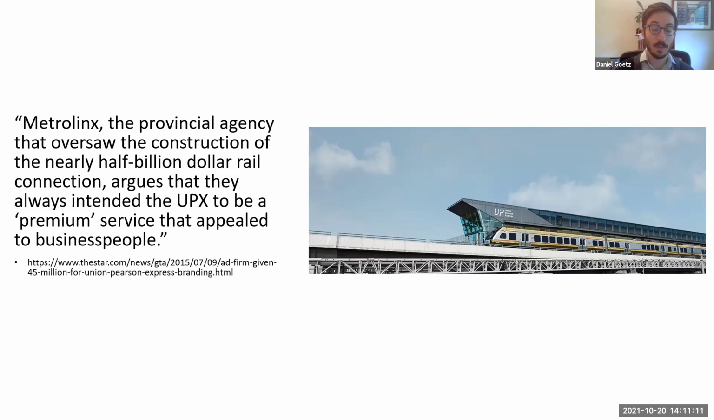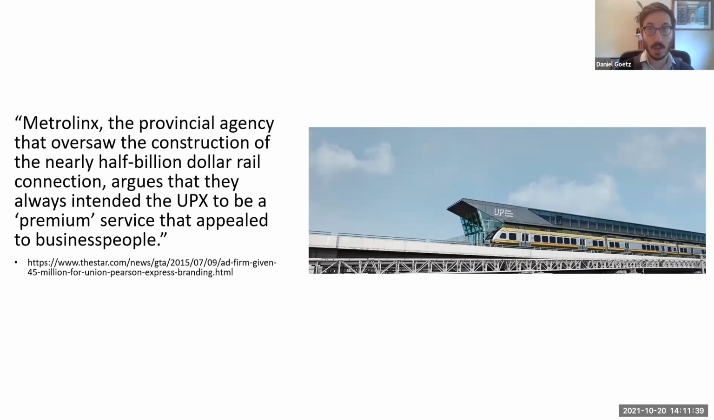Okay, they didn't call it GO. They didn't call it like GO Pearson. They didn't call it Metrolinx Pearson. They didn't call it TTC Pearson Express. They called it the UPX, the Union Pearson Express. Right? Why did they call it this? Well, they argue that they always intended it to be a premium service that appealed to business people.